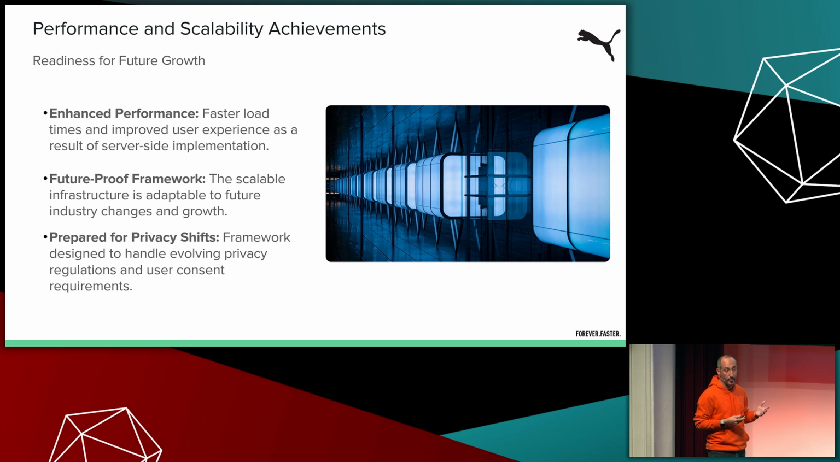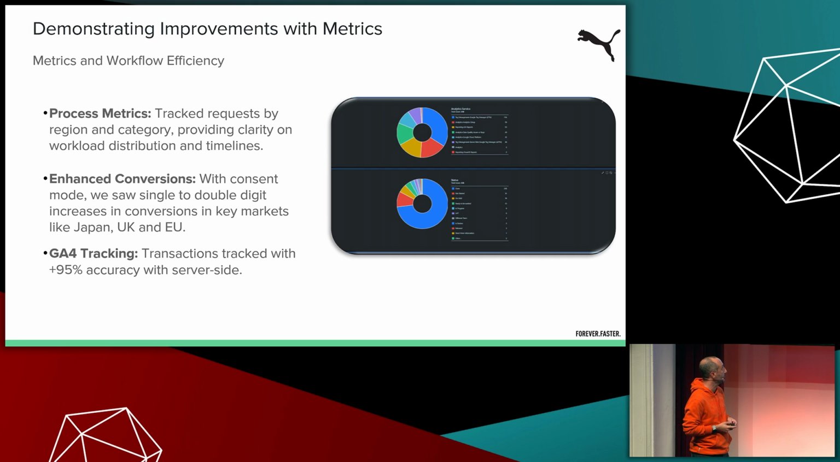Our framework is future-proof. So if there are new regions coming in, for instance, we launched Peru recently, a few months back, it's just easy to add new regions to the setup because of the framework that we have. And if any changes come in from privacy, we are also kind of ready for those changes. For the metrics, we have different requests tracked by region, and we have clarity on the requests, who is doing what, and so on.